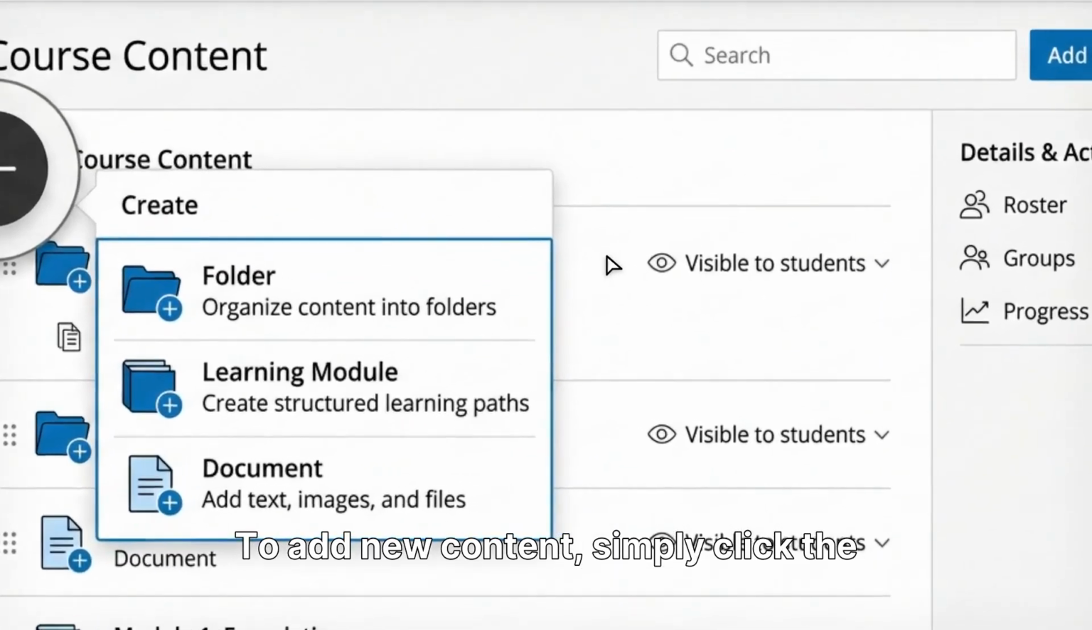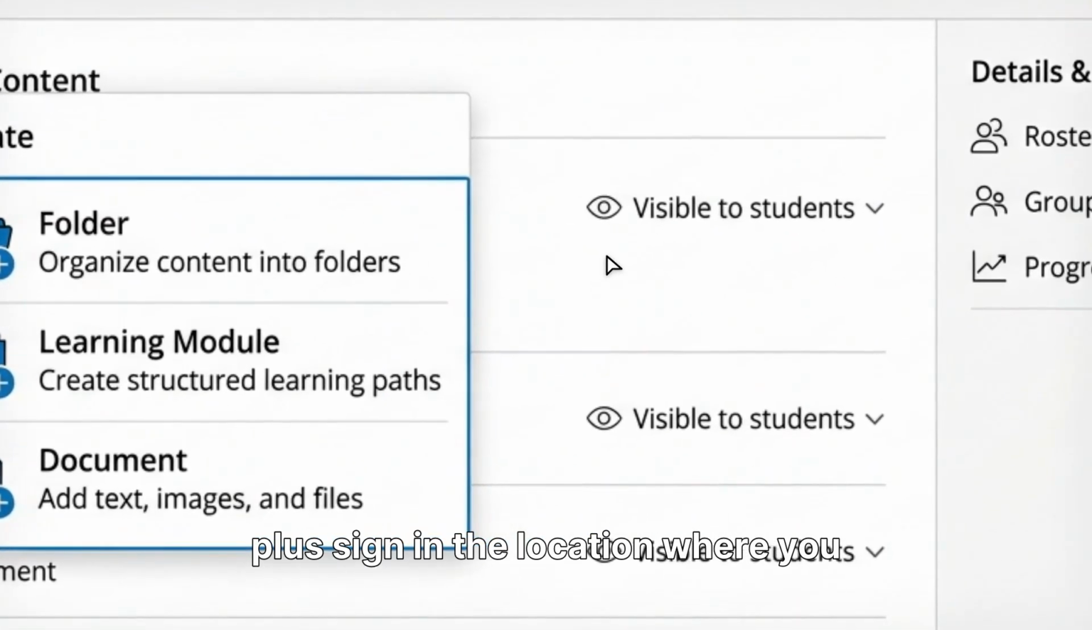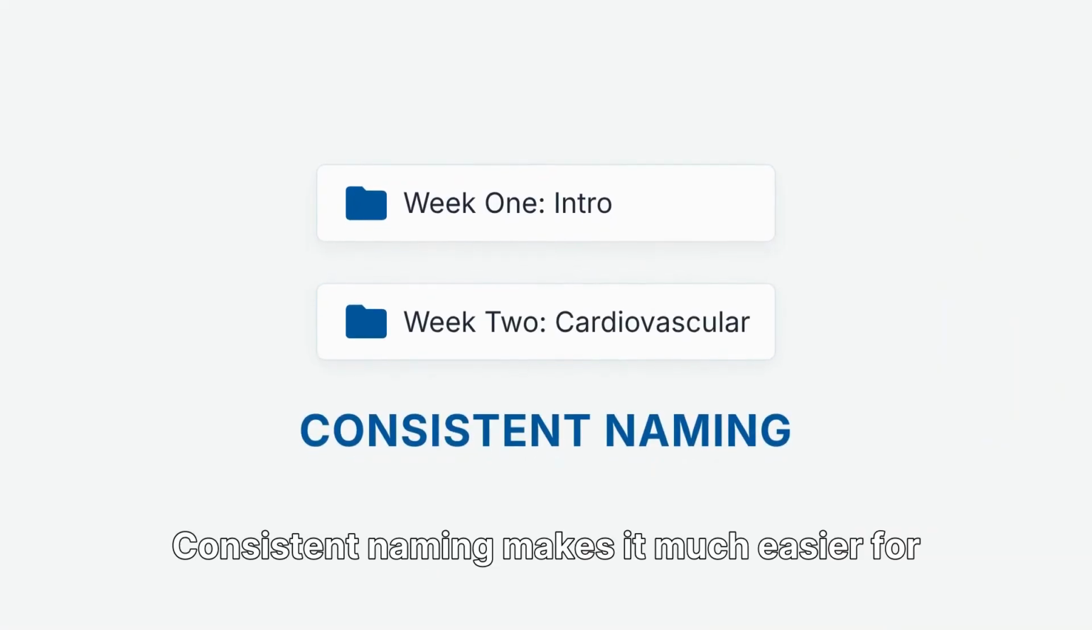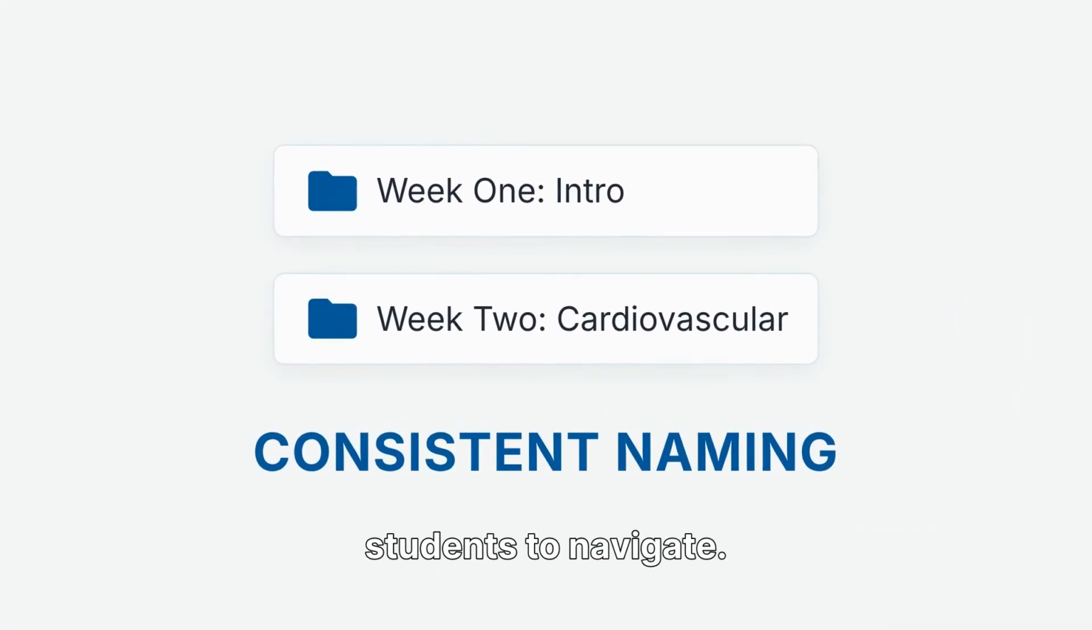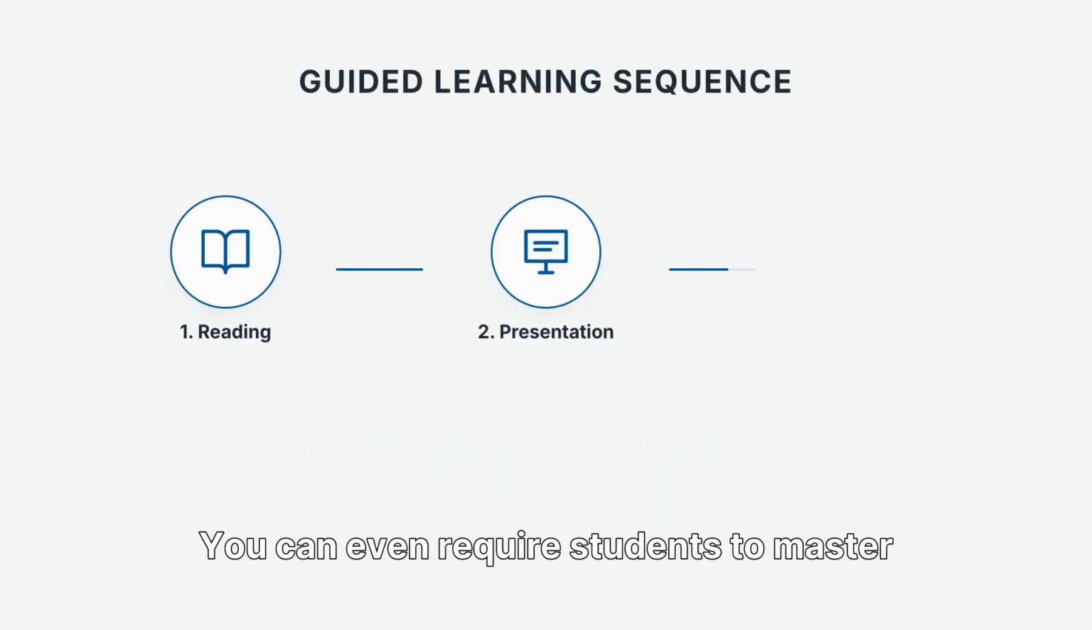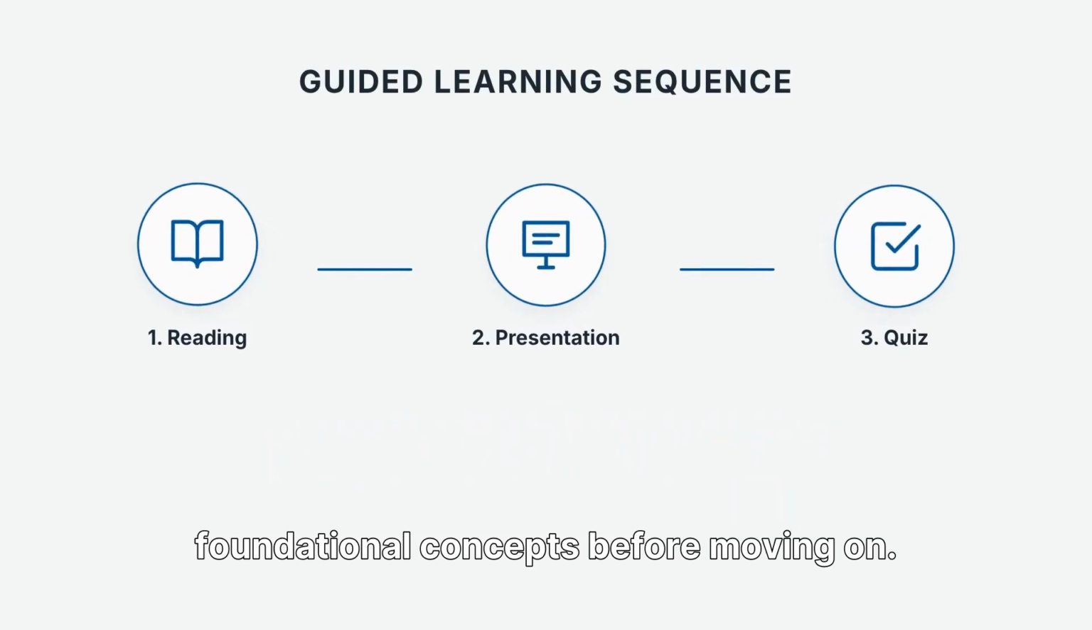To add new content, simply click the plus sign in the location where you want the item and select Create. Folders are an excellent way to organize by week or topic. Consistent naming makes it much easier for students to navigate. Learning modules are useful for specific sequences. You can even require students to master foundational concepts before moving on.